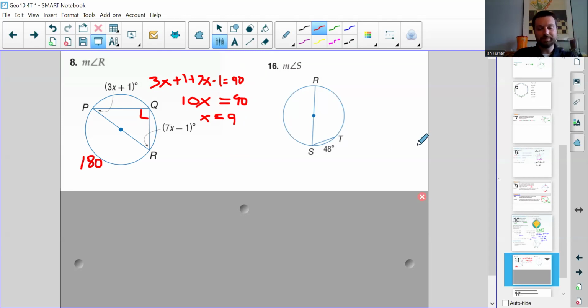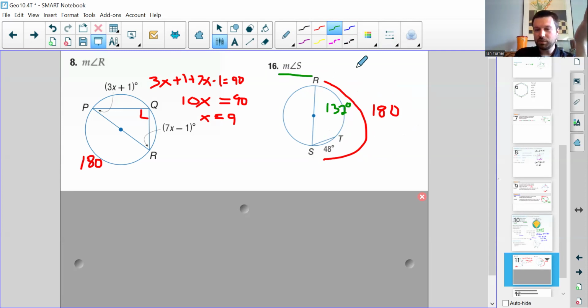Okay, this one's nice. Love this problem. RS is a diameter. So that means arcs RT and TS have to add up to 180. But we know ST is 48. So we do 180 minus 48 to get RT. So what is that? 132. So the arc measure of RT is 132.